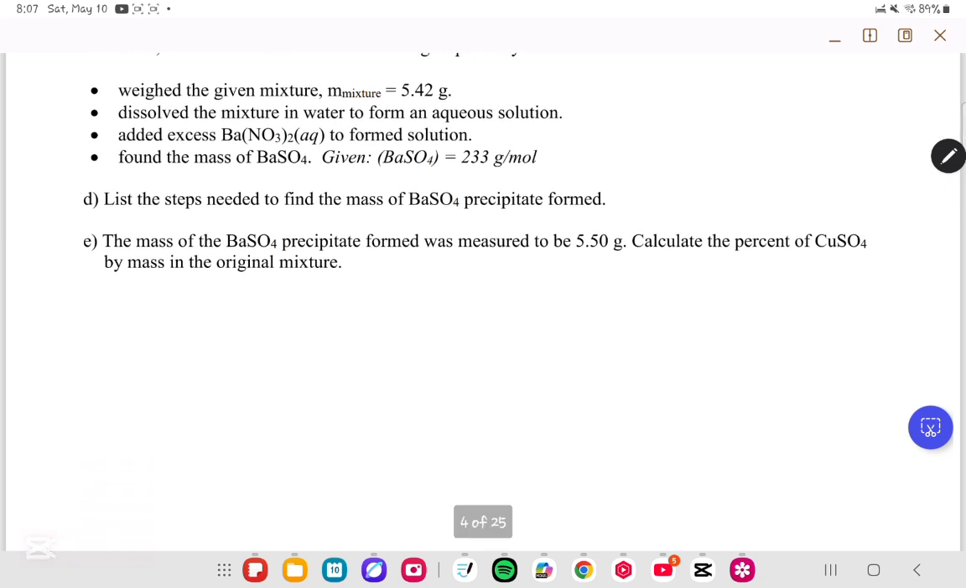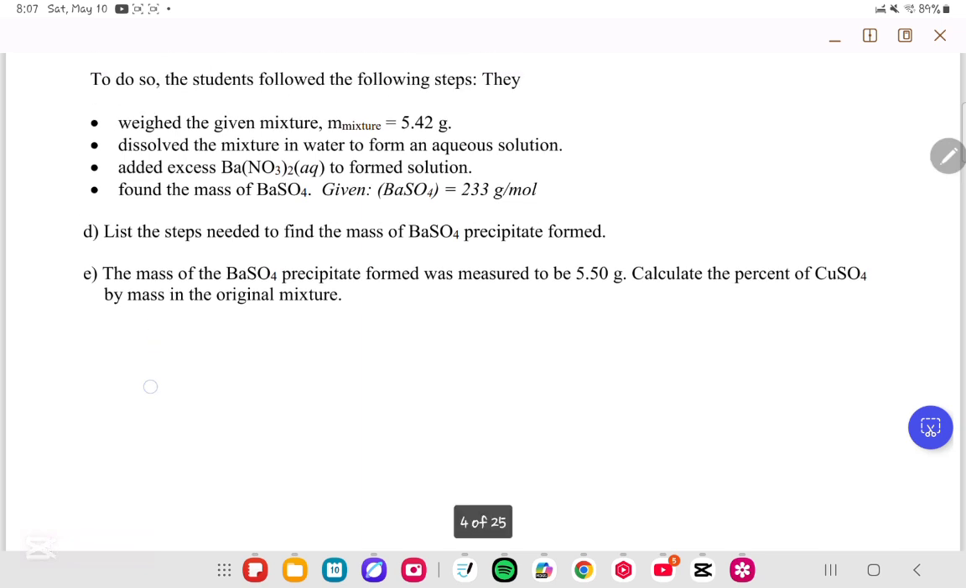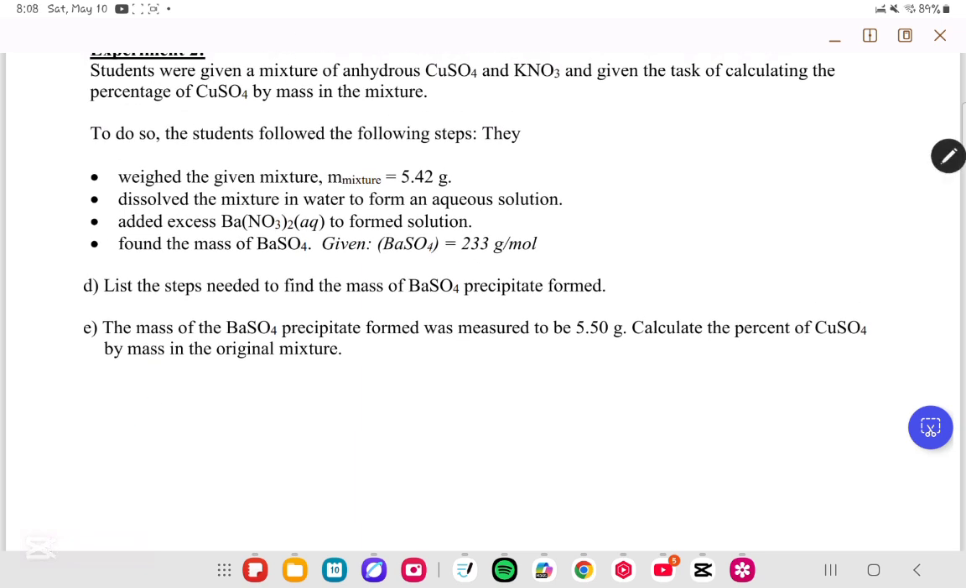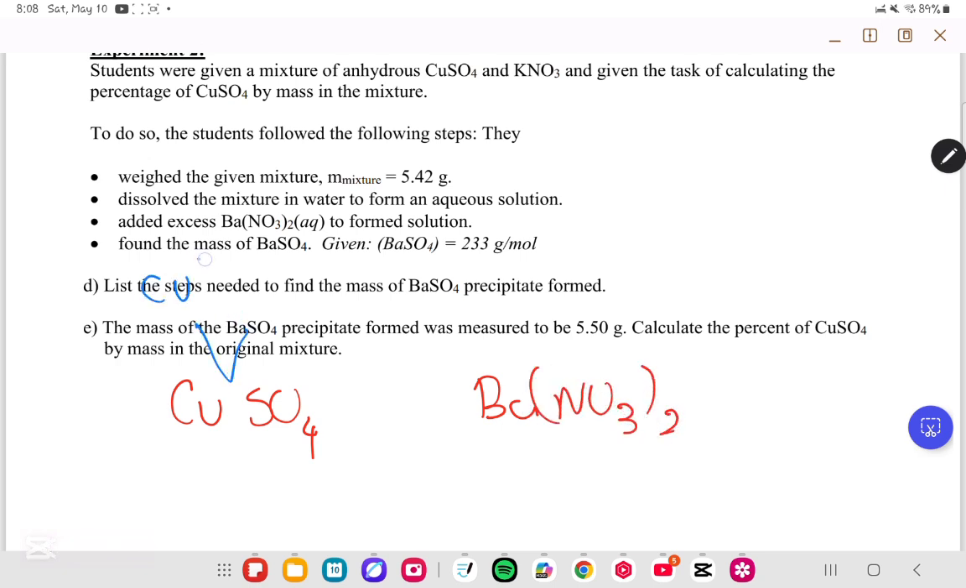The mass of BaSO4 precipitate was measured to be 5.5 grams. Calculate the percent of CuSO4 by mass in the original mixture. Okay, so this will not require a lot of thinking. You just need to take CuSO4 and Ba(NO3)2. You split them into their ions. What are their ions? Cu2+, SO4 2-, Ba2+, and, no, not SO4, sorry, NO3-. So Ba2+ and NO3-.